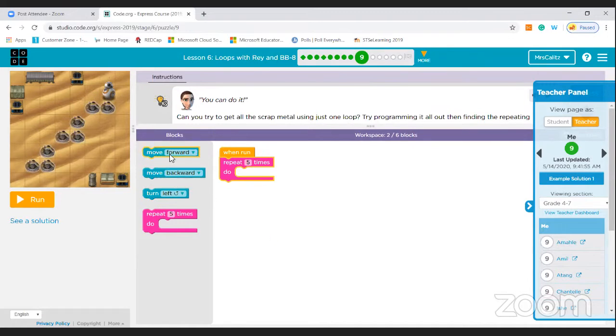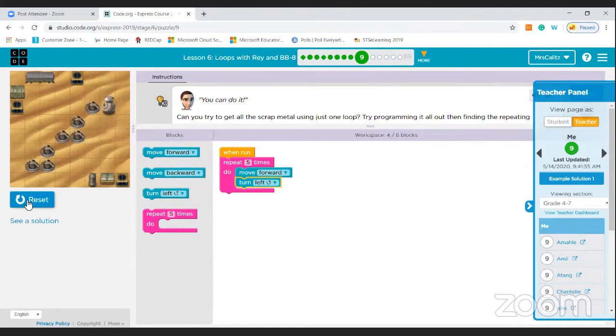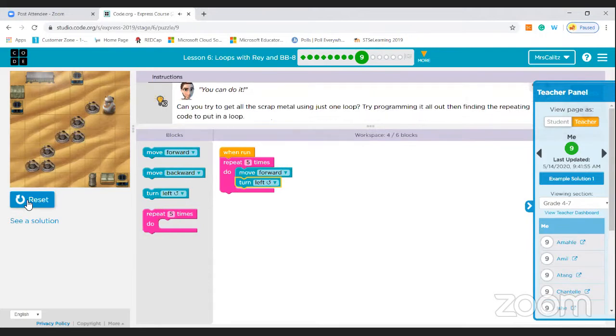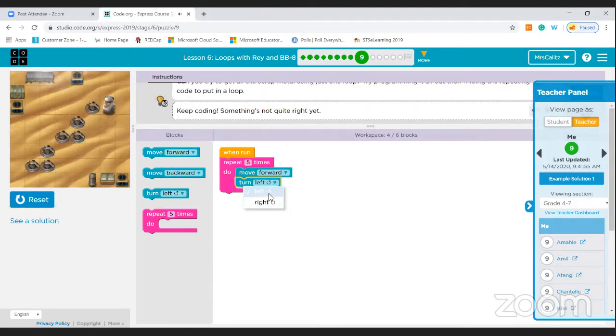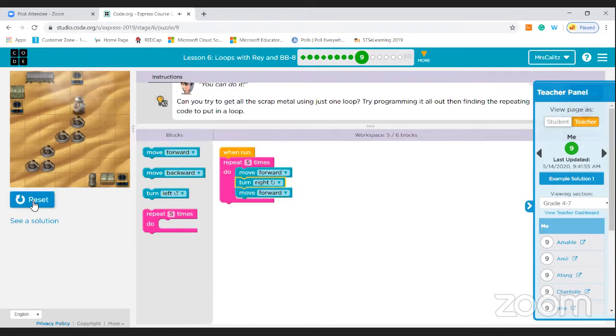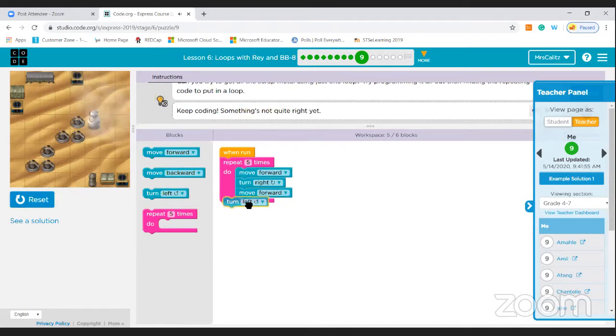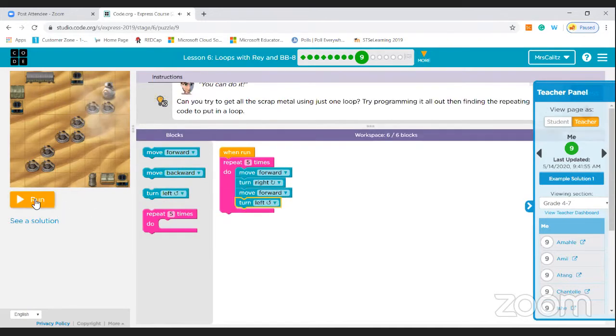Okay, so I think we need to move forward and then we need to turn left or right, but that's for you to decide. Let me run it. So I was supposed to turn right and then move forward again. Let's see. So maybe it's left as well. Let's see.